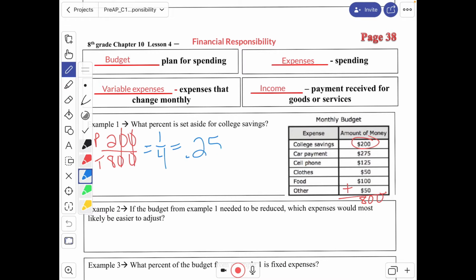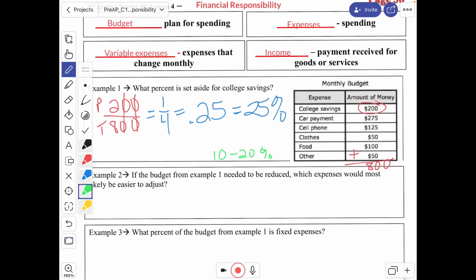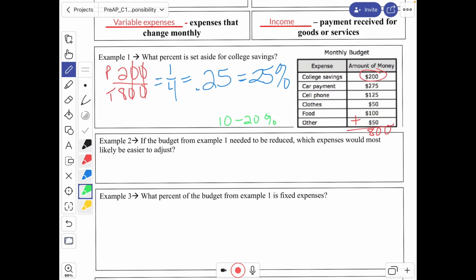And 1/4 as a decimal is 0.25, which is 25%. And 25% towards savings is very good. They usually recommend somewhere between 10 to 20% be put aside for savings. So 25% is a very good amount to budget for savings.